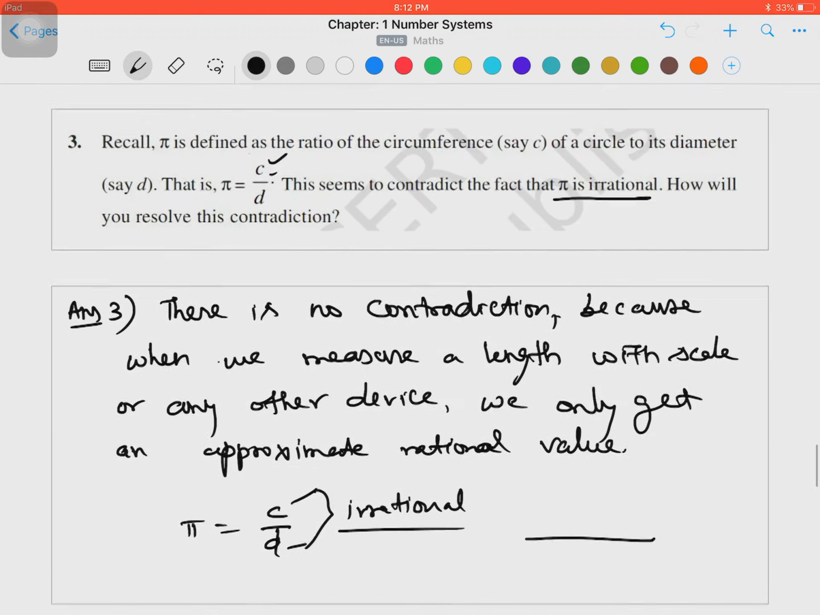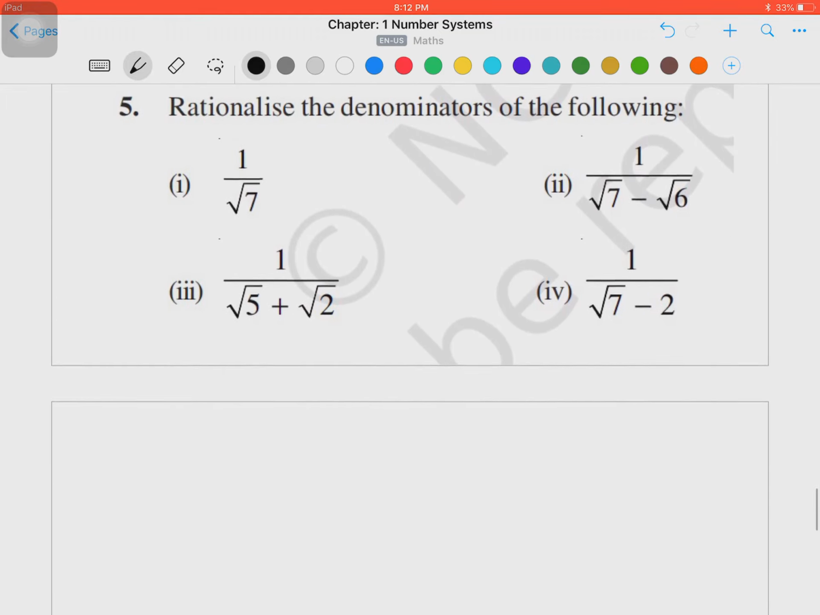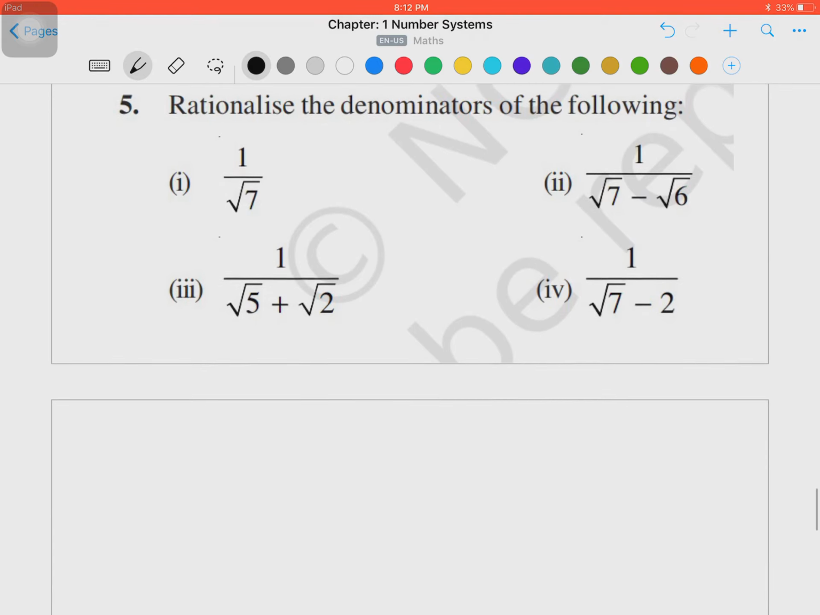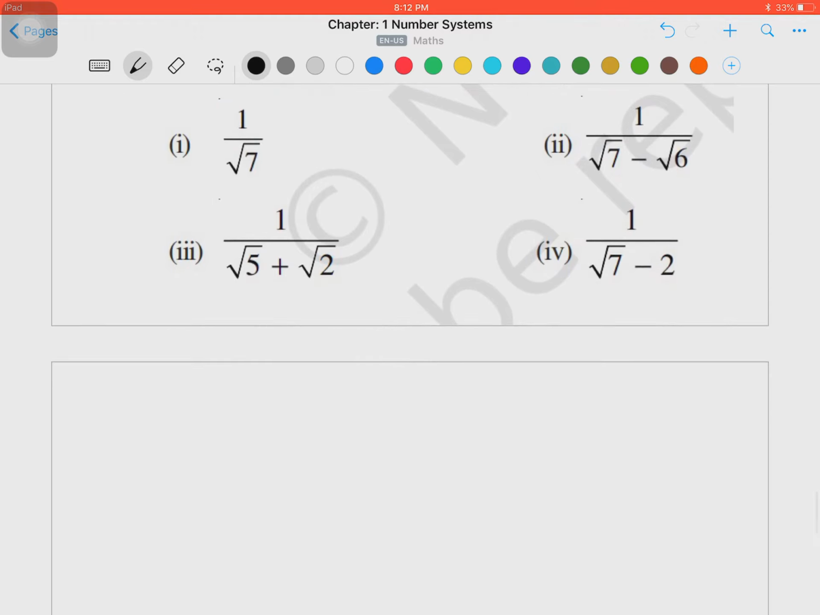Moving ahead, as I told, we will not do question number 4 in this video. We'll cover that question in the next video. So moving ahead to question number 5. Question number 5 is: rationalize the denominator of the following. So like we did in some examples, we rationalize these numbers.